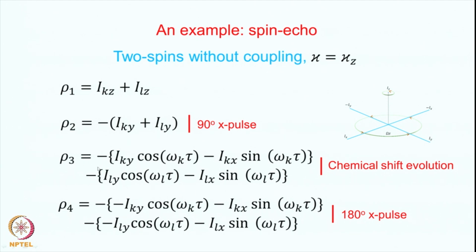Now, during the next period tau, this evolves under the influence of the chemical shift because there is no coupling. So we need to consider only chemical shift evolution. I consider the evolution of the individual operators here. IKY gives me IKY cosine omega k tau minus IKX sin omega k tau. For ready reference, I also put that here. Those of you who can see, this is a small picture, but I hope some of you can see it with good eyes. We have the x here, the y here, minus x here, minus y here, and this is z. So there is a rotation around the z axis, which is the chemical shift evolution. So IY goes to cosine omega k tau here. This is this component, and this component will be minus IKX sin omega k tau. Similarly, for the L spin, this will be minus ILY cosine omega L tau minus ILX sin omega L tau. So this will be the density operator at time point 3.